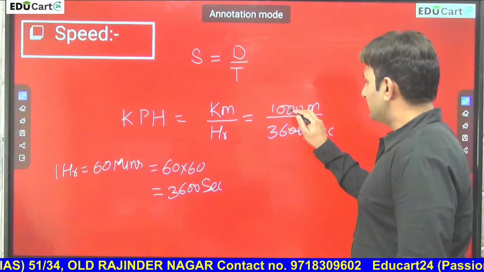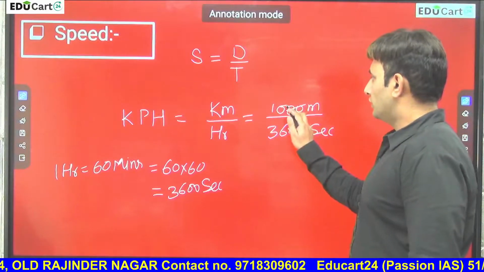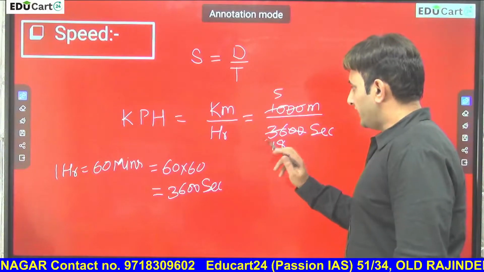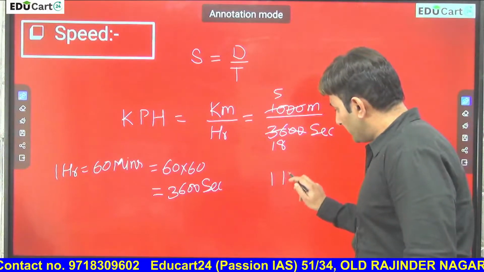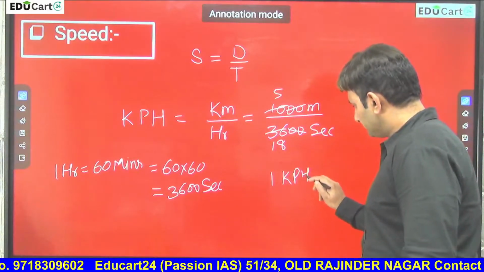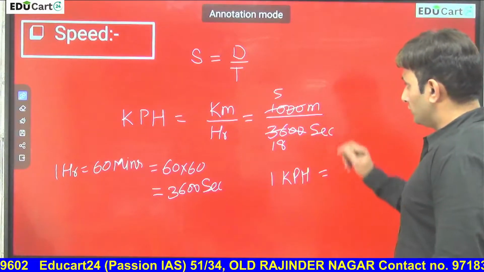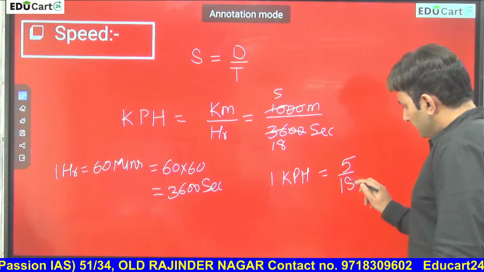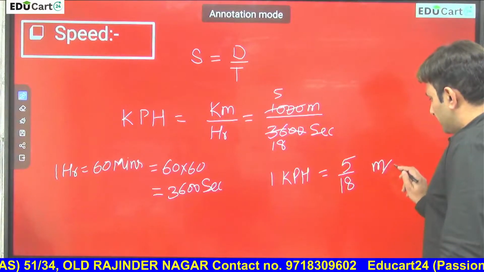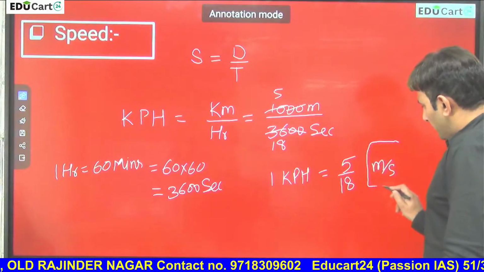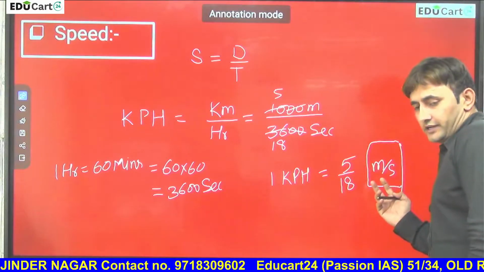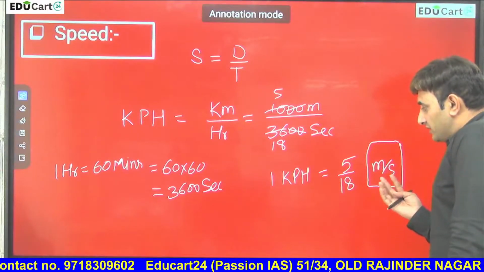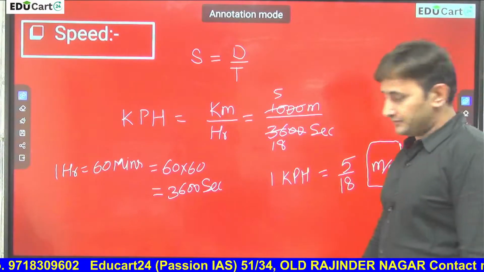You can cancel this out. So if you cancel, you will get 5 upon 18. So can I say 1 kilometer per hour is equal to 5 by 18 times the speed in meter per second. So if we get to know the value of meter per second, to convert this into kilometer per hour, the meter per second value should be multiplied by 5 by 18.